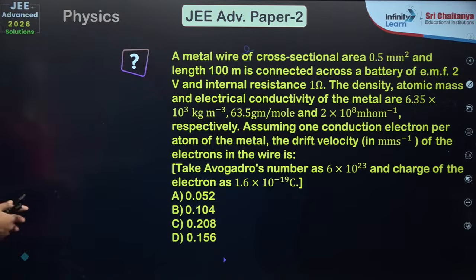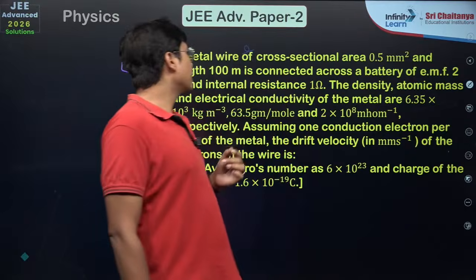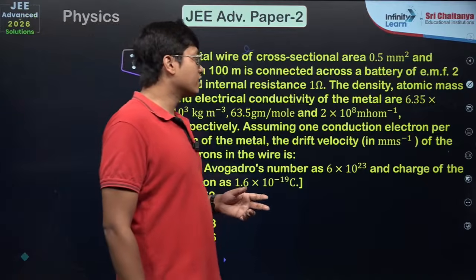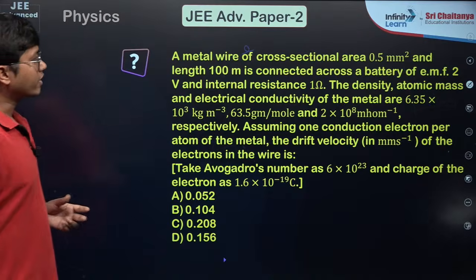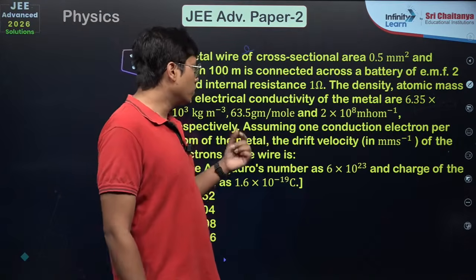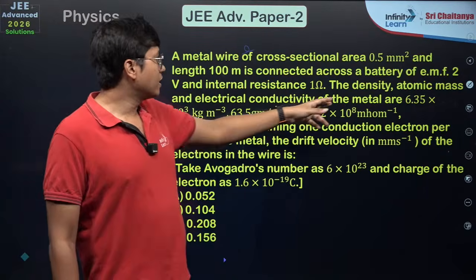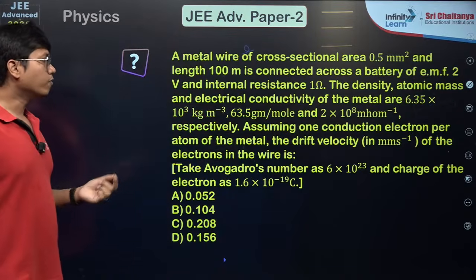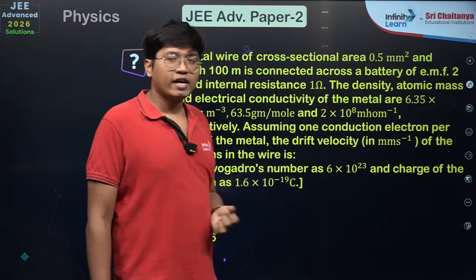Let's say the first one. It says a metal wire of cross-sectional area 0.5 millimeters square and length 100 meter is connected across a battery of EMF 2 volts and an internal resistance of 1 ohm. The density, atomic mass and electrical conductivity of the metal are given: 6.35 × 10^3, 63.5 gram per mole as the atomic mass, and the conductivity is also provided to us. Assume one conduction electron per atom of the metal. The drift velocity of the electrons in the wire is how much?